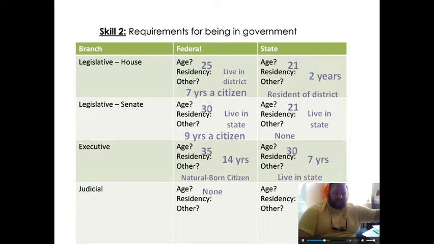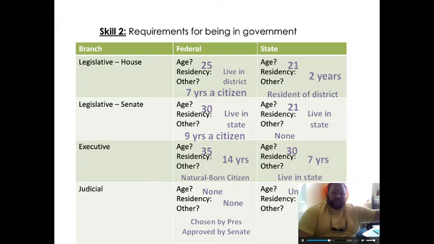And finally, the judicial branch. There is no age requirement. There is no residency requirement, because remember, the judicial branch is chosen by the president and approved by the Senate. They're not going to pick a baby to be in charge of the judicial branch. They're going to pick somebody who has lots of experience and lots of time working in the federal system before they select them.